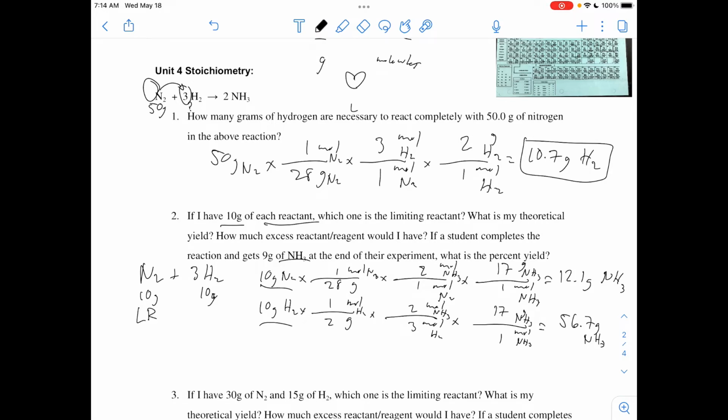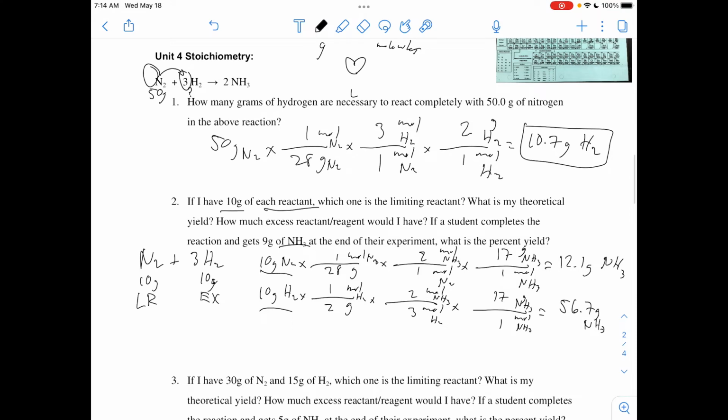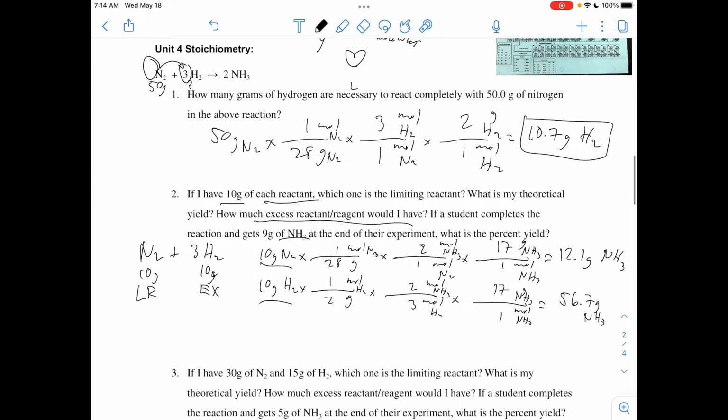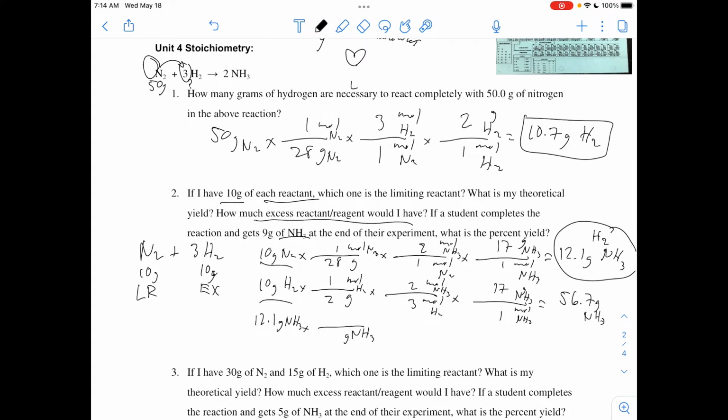So my nitrogen is my limiting reactant, hydrogen is my excess reactant. I'm going to have leftovers of it. And the question is, how much excess? To calculate how much excess, I'm going to take my limiting reactant and turn it into H2 to see how much of it would actually react. So I'm going to take my 12.1 grams of NH3 and kind of go backwards.